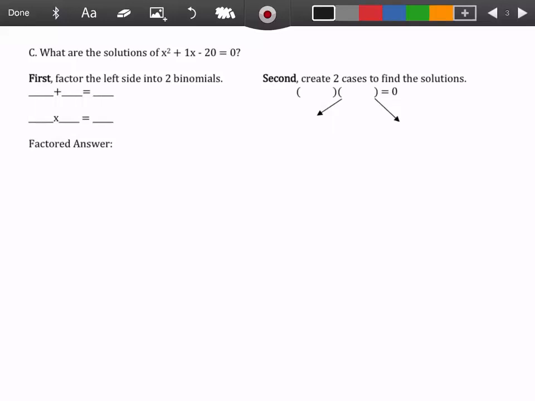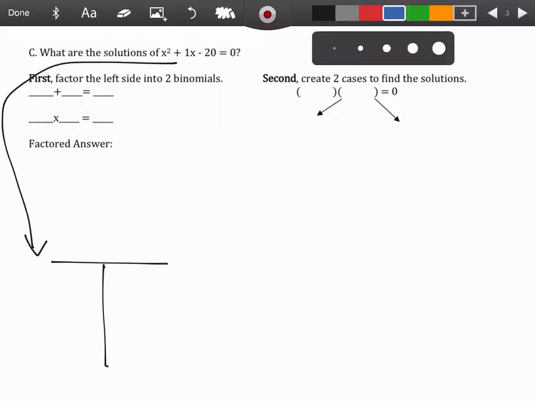So again, we can make a factor T. We want two numbers that multiply to -20. So just like we talked about earlier in the year, 4 times 5 is 20. So then let's make one of those negatives. Let's make that 4 times -5. That will give us -20. If we add those, 4 minus 5 is -1.